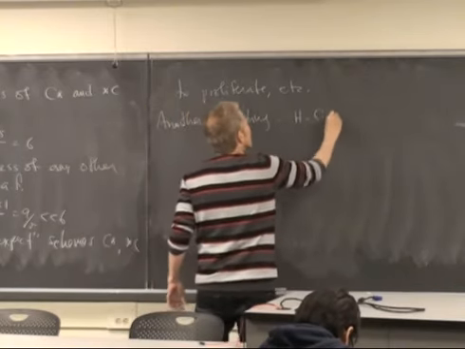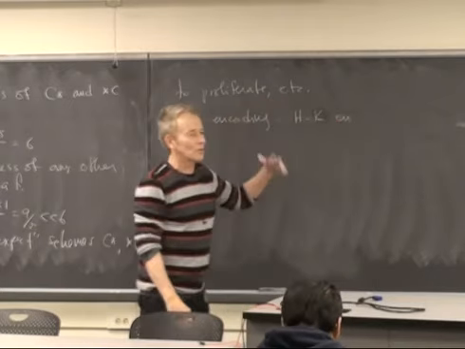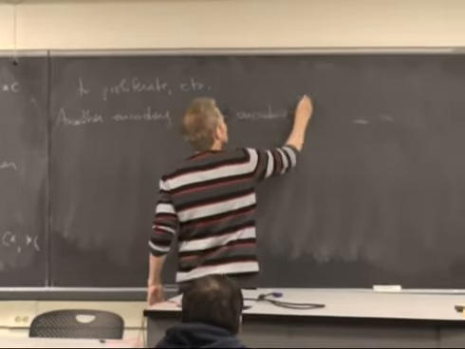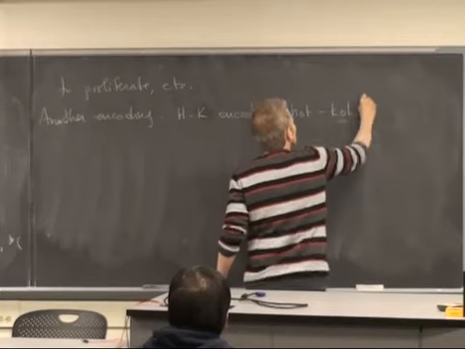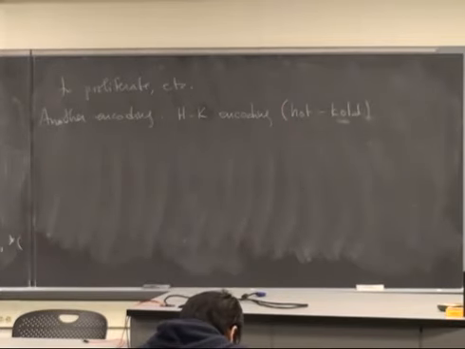The HC encoding, and I'm going to use HK because C is already used. So that would be hot and cold. In German it would be kalt. Heiß und kalt. Right, Andrew?